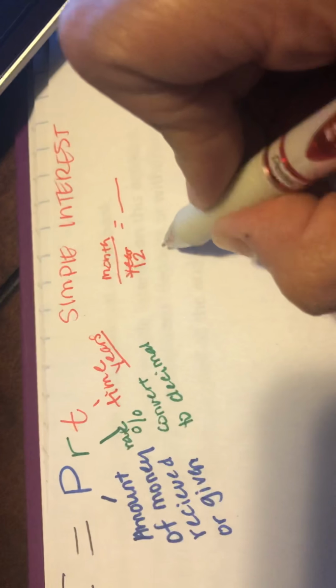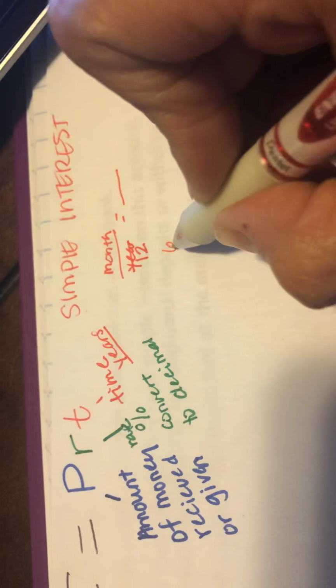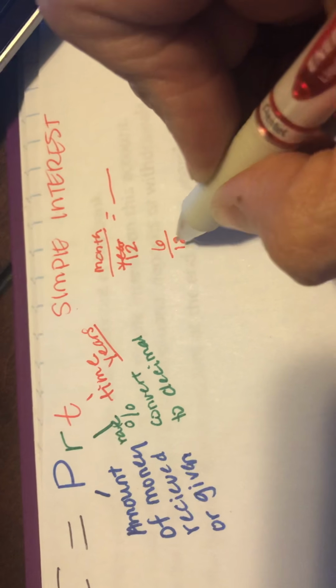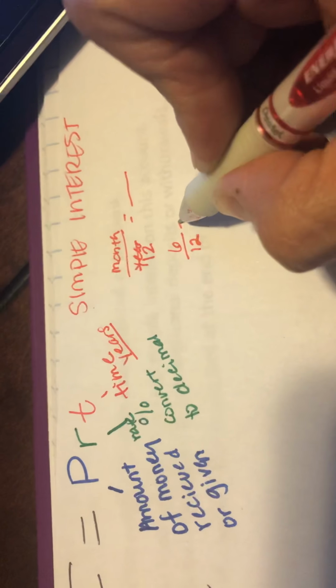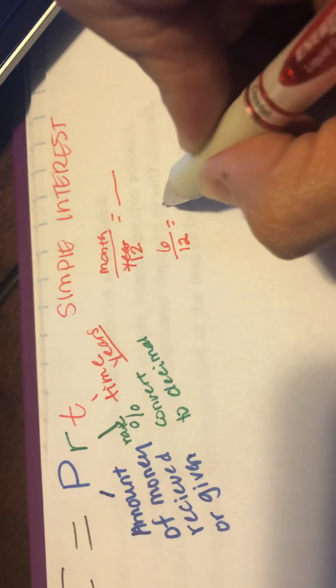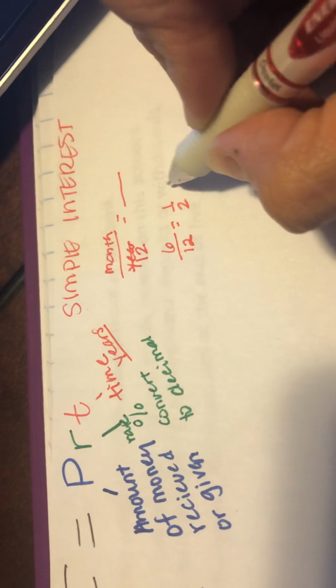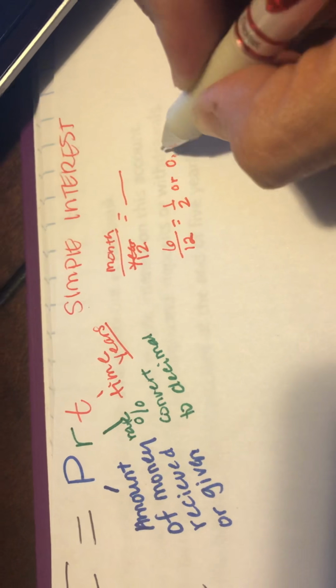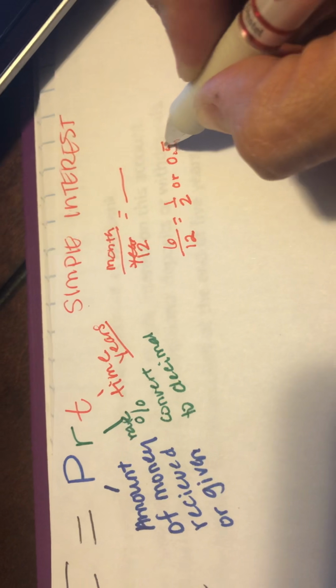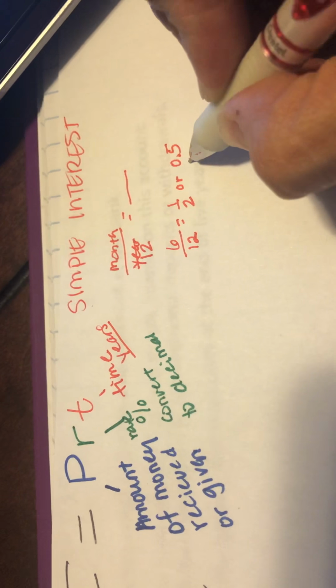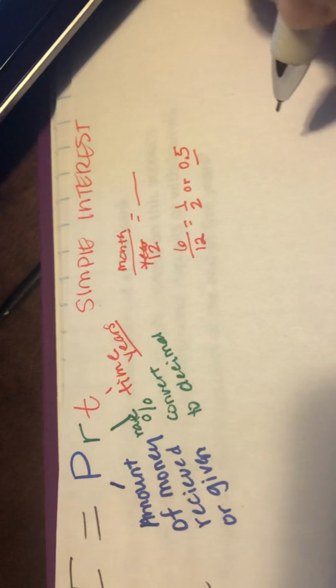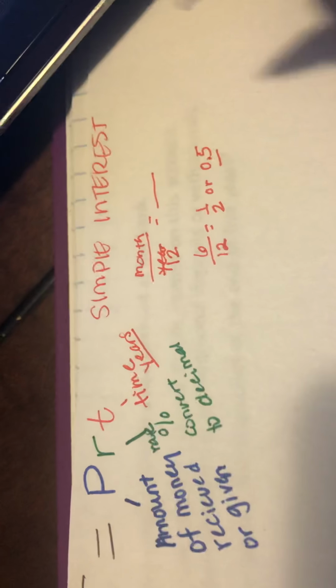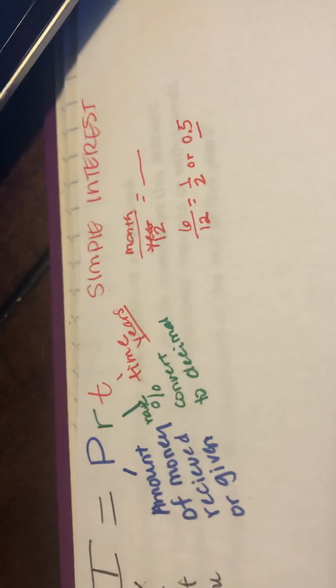So for example, if they give me 6 months and I divide that by 12, because there's 12 months in a year, when I simplify that, I get 1/2, or 0.5, right? So we would use the 0.5 in place of T. Okay? So just a quick little explanation on that.